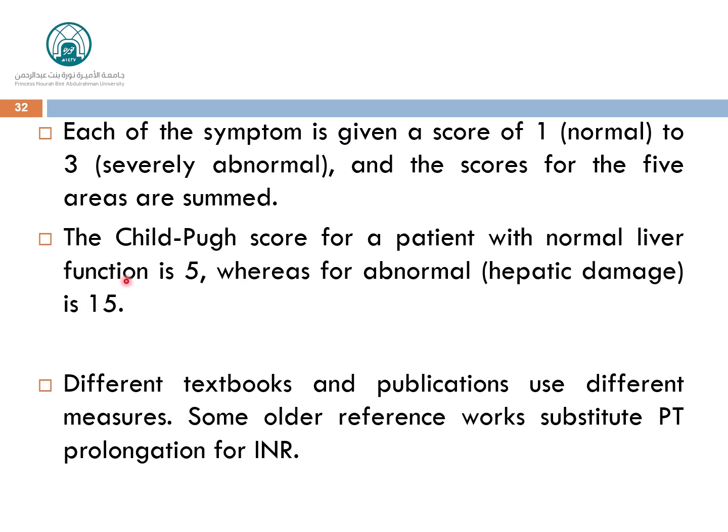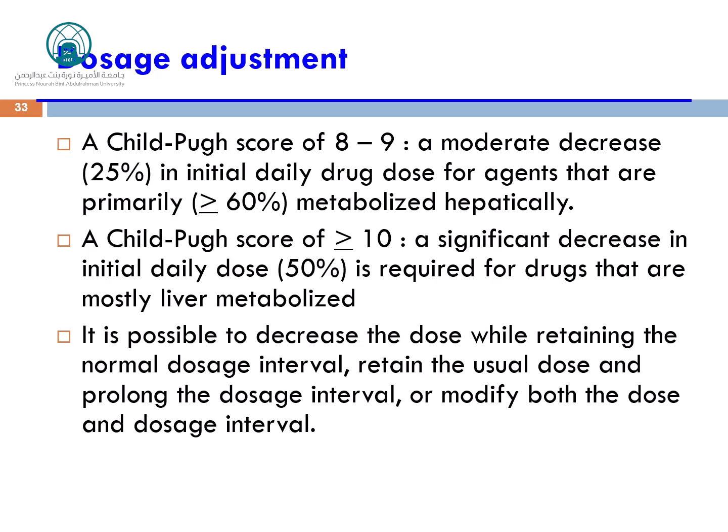Different textbooks and publications use different measures. Some older references substitute the prothrombin prolongation with the INR value. A Child-Pugh score of 8 to 9. Okay, so 15, complete liver damage, definitely we need those adjustments. 5, Child-Pugh score, it's a normal liver functionality.